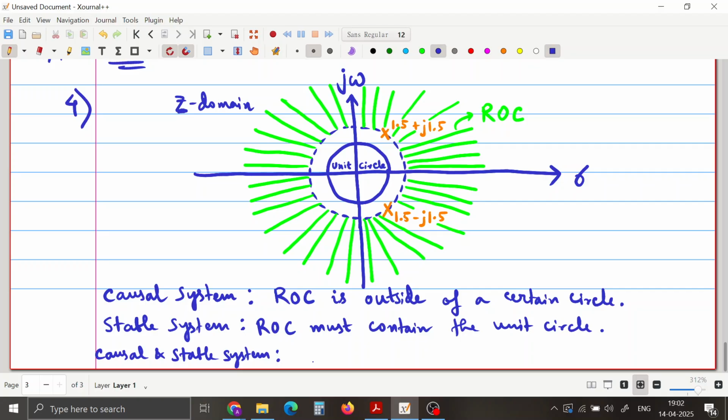So let me mention that as well. For both causal and stable system, all poles must be strictly inside the unit circle.